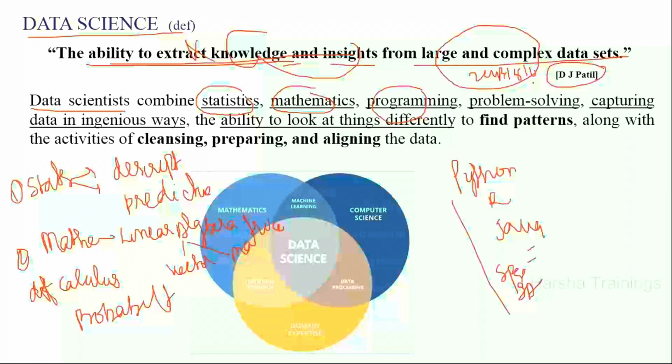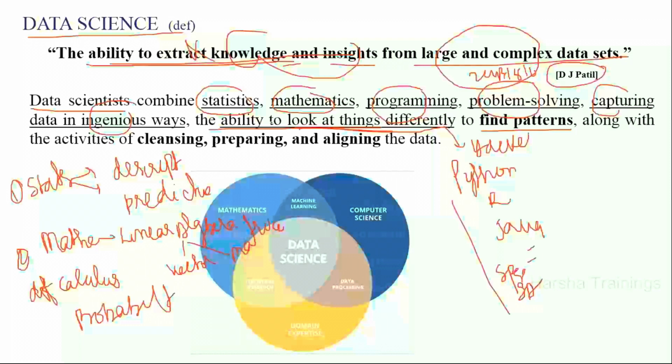Next, you should have problem solving skills, and you should capture the data in a more indigenous way, with the ability to look at the data differently. That's what a hacker will do. Look at the data differently, like the police look at criminals. You should see the data for finding the patterns.